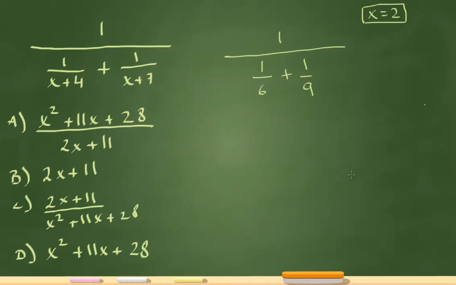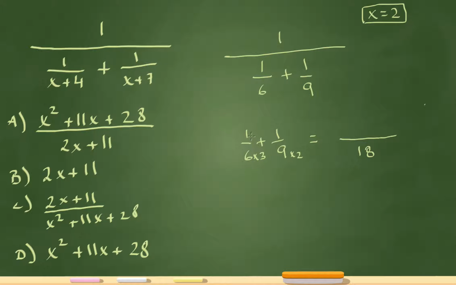So in order to add fractions, I need to get a common denominator. So I'm going to rewrite this 1/6 plus 1/9. My common denominator is just a number that goes into 6 and a number that will go into 9. 12 doesn't go into 9, but 18 does. So 18 goes into 6, and 18 goes into 9. And I know that 6 times 3 is 18, and 9 times 2 is 18.